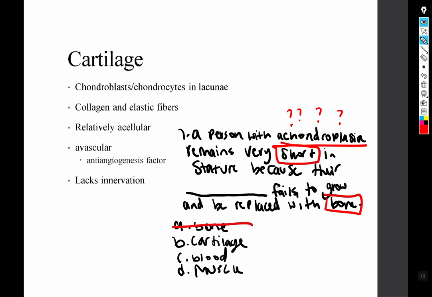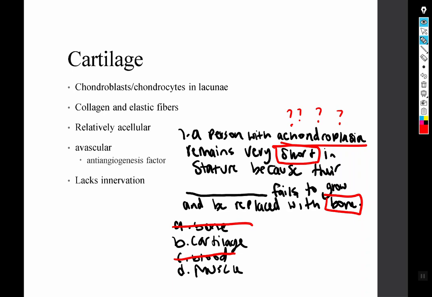And then you would go through and say, to my knowledge, is blood ever replaced with bone? And then you would think about your blood gradually turning into bone inside of your blood vessels and probably become horrified by that prospect. And you'd be like, well, it's not that. And so then you have a choice between cartilage and muscle.